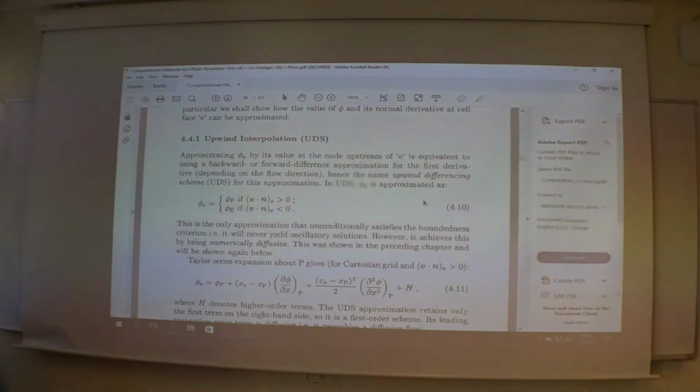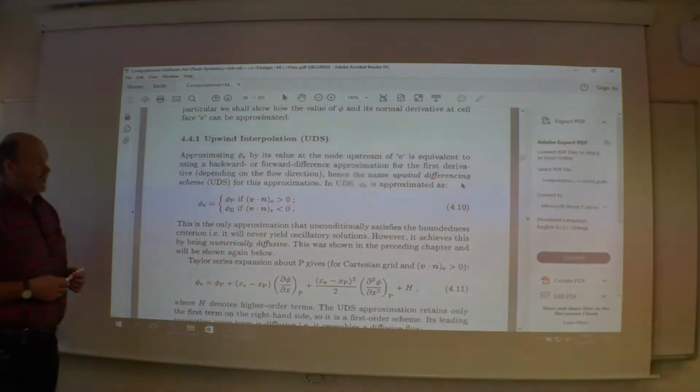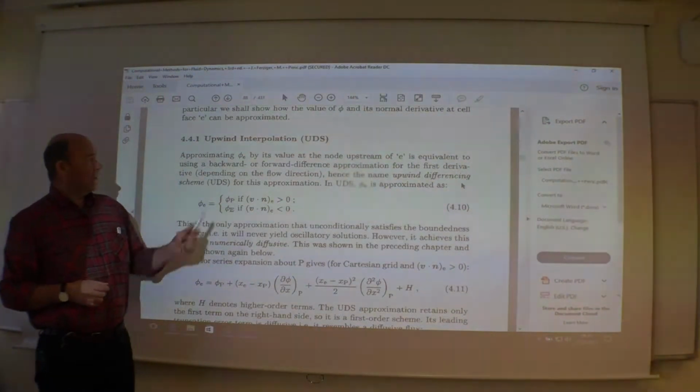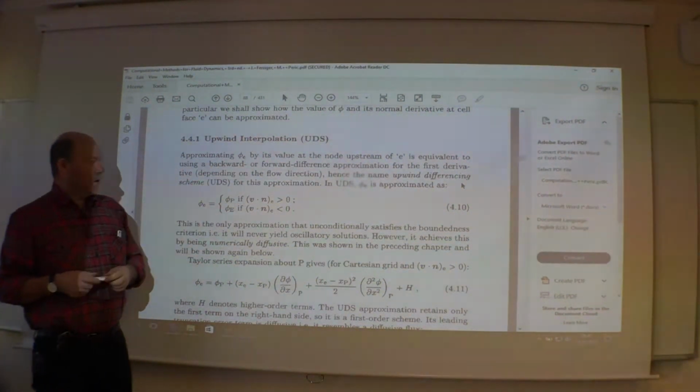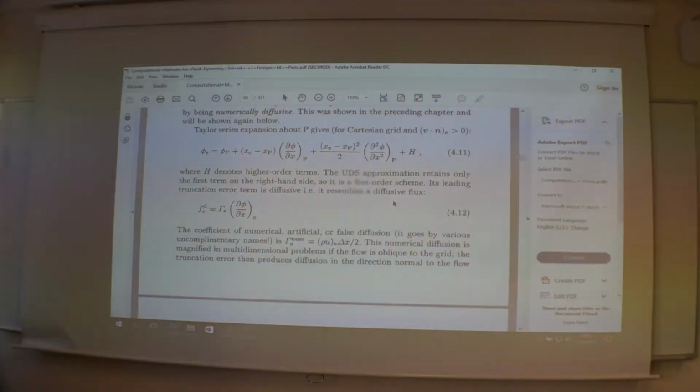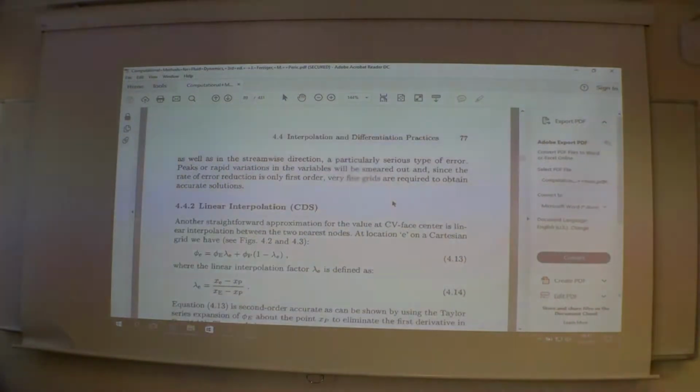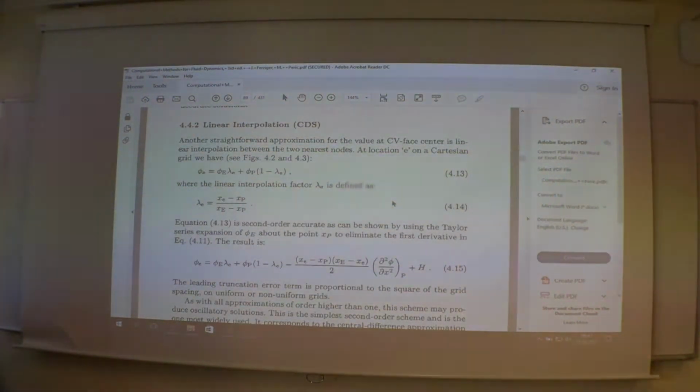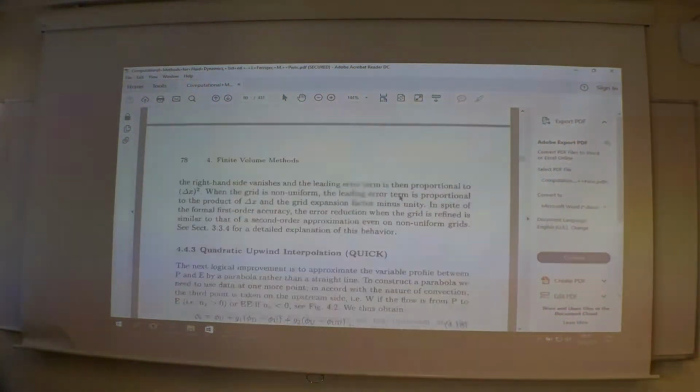He then differs between what he called a CDS, a central differencing scheme, and an upwind interpolation scheme. So here you will find the first order upwind, and also examples for higher order upwind as well. So here, CDS, linear interpolation, UDS, upwind.